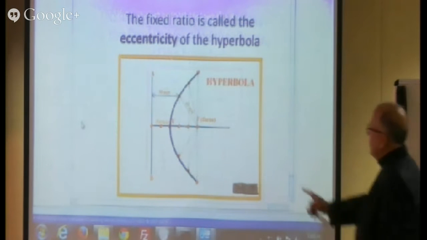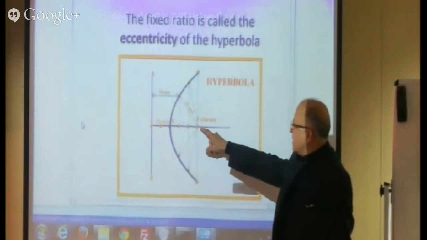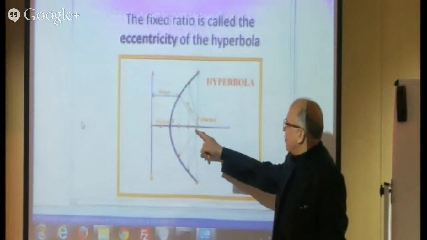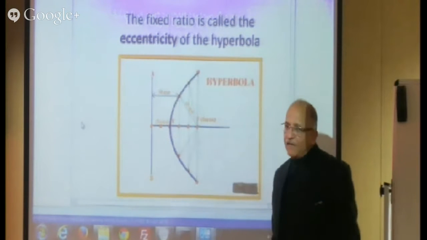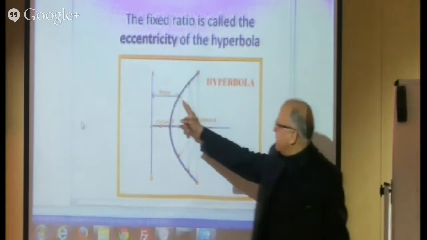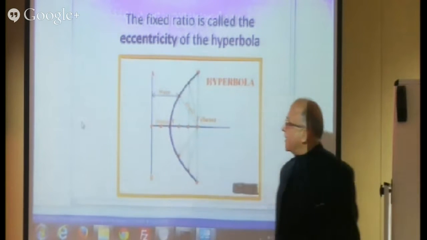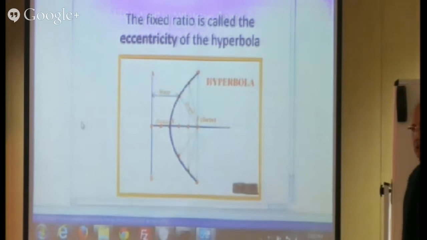Here we are given some distances. This is our focus. This is the point. This is the directrix. The distance from the focus to the point is given to be 45 here, and the distance from the point P on the hyperbola to the directrix is given to be 30. So if we divide these two things, 45 by 30, what do you get? It is 3 by 2, 1.5, and therefore it is greater than 1. So it becomes a hyperbola.